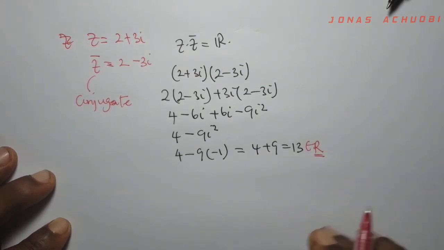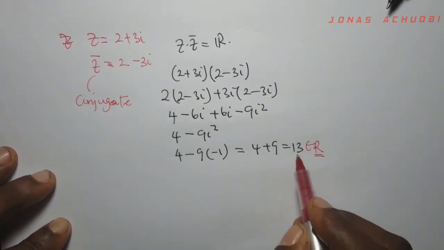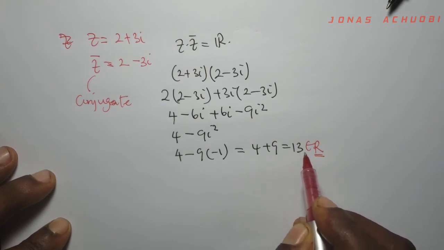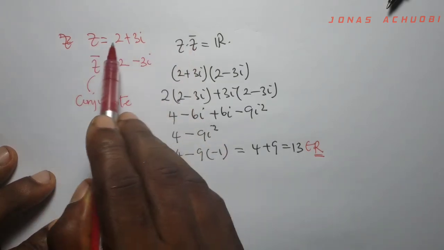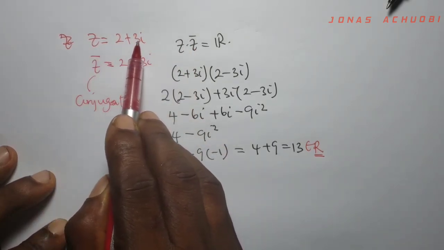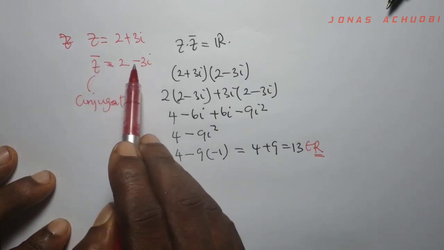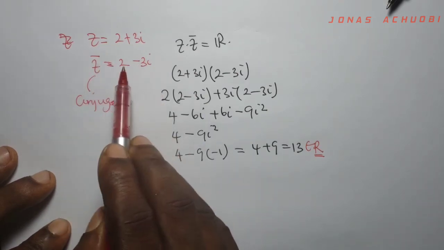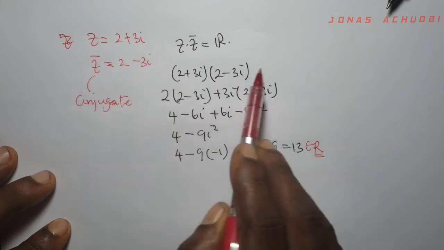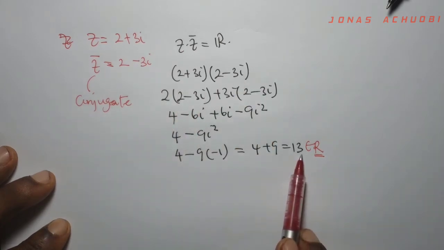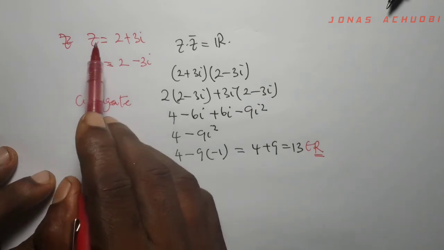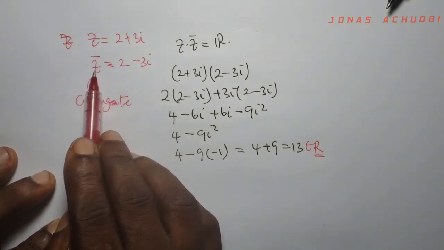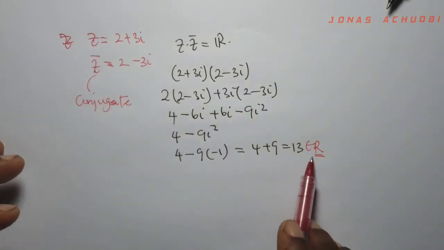Why is it a real number? Because it is a number that has 0 as its imaginary part. So we had two complex numbers, a complex number and its conjugate. We had z equal to 2 plus 3i. Its complex conjugate is 2 minus 3i. We multiplied z and z bar, and we ended up with a number that is not a complex number. So we are saying here that the product of a complex number and its conjugate is always a real number.